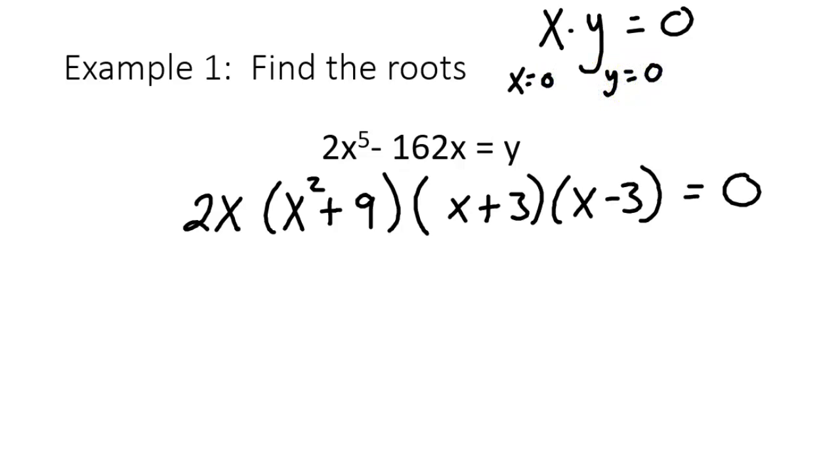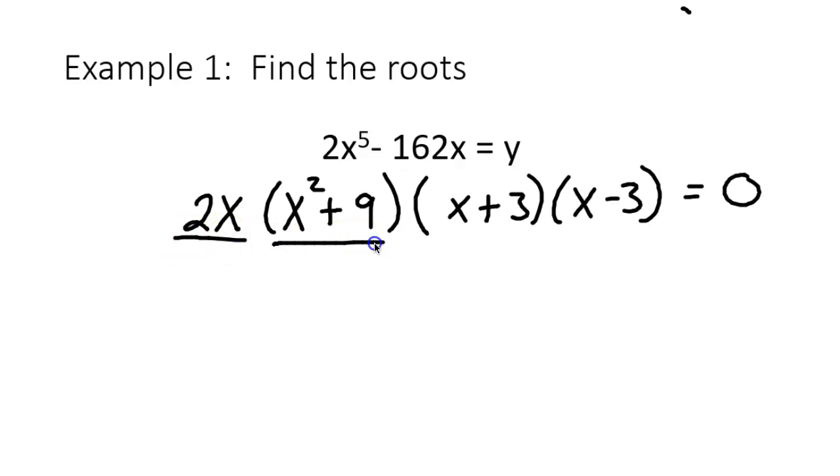Because that's the only way you could ever multiply some numbers together and get 0. Well, that's what we have down here. We have actually 4 things being multiplied together. I've got 2x being multiplied with x squared plus 9, and that's being multiplied by x plus 3, and that's being multiplied by x minus 3. So I've got 4 things multiplied together, and look what they equal.